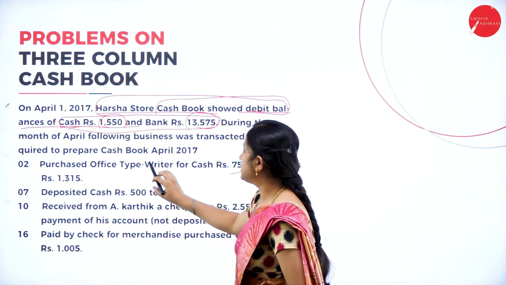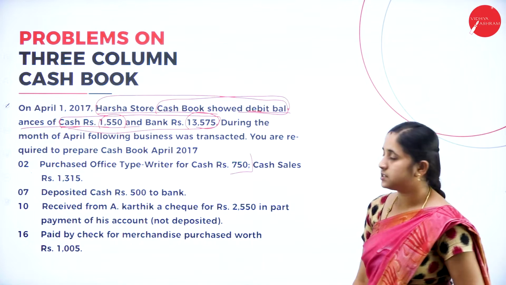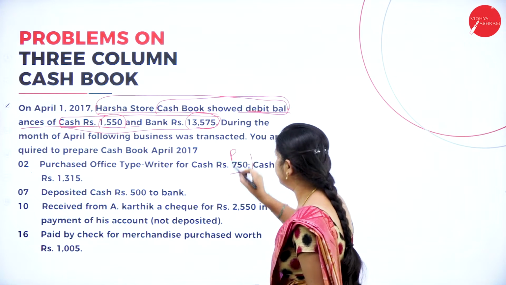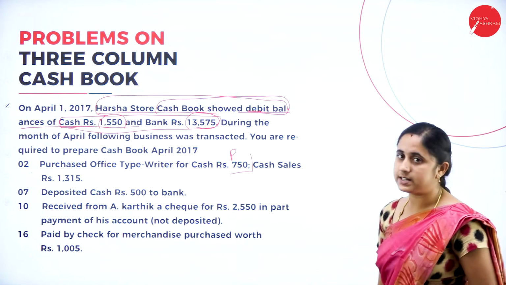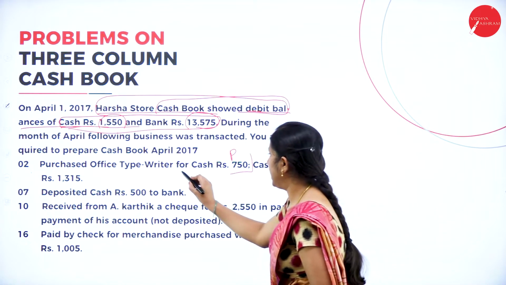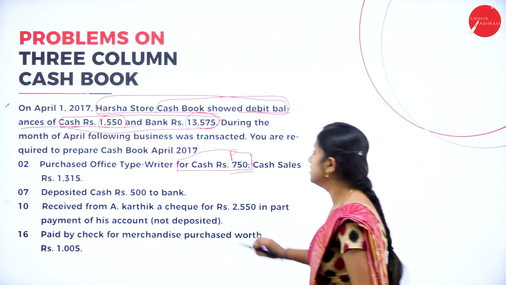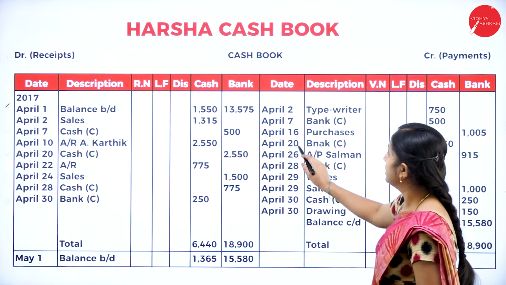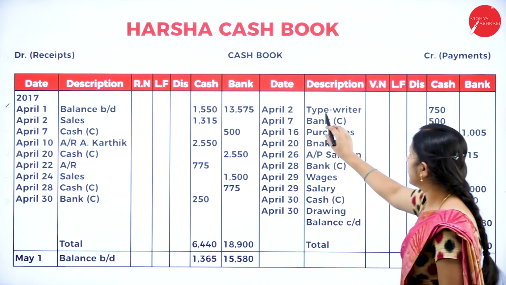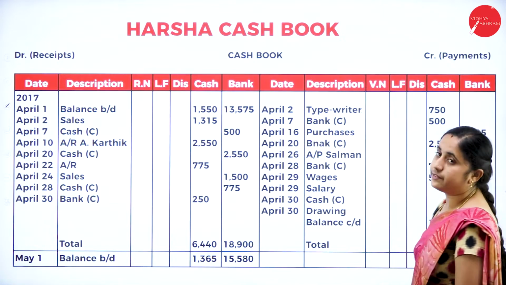Purchase office typewriter for cash, rupees 750. This is a payment, so write it on the credit side. You purchased the typewriter for cash, so consider this a cash purchase. On the credit side, April 2nd, typewriter.